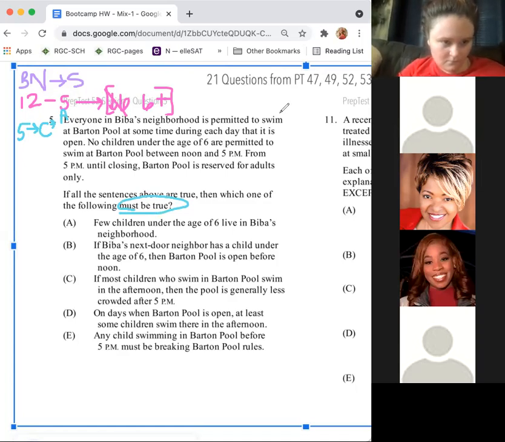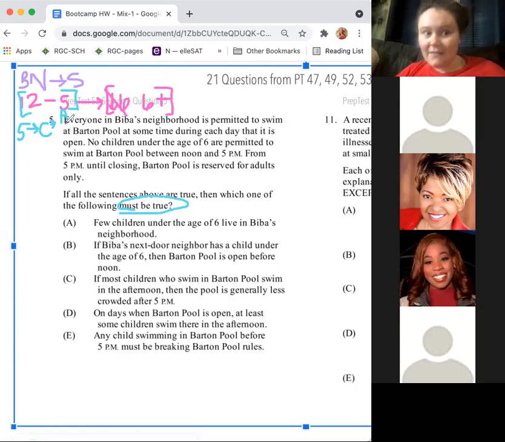That children under 6 can only swim. I shouldn't say only, but children under 6 swim before noon. Yeah, if there are children in the neighborhood, right? Excellent. Absolutely, that was my prediction too, because they can't swim between noon and 5 and they can't swim 5 to close. So they must swim before noon if there's children in the neighborhood.